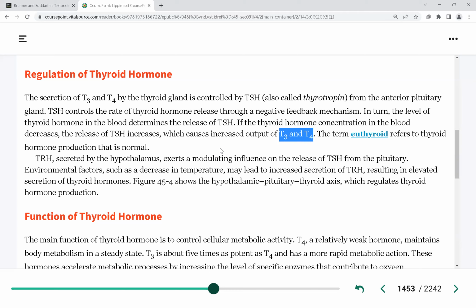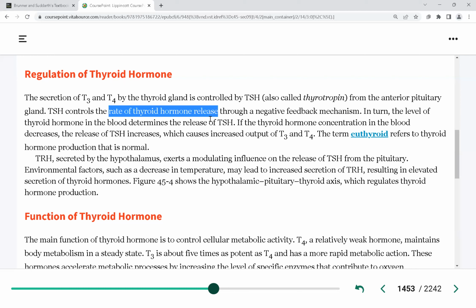Now let's go the other way around. What if the T3 and T4 levels are already high? What will happen to the TSH level? It would be low. It'll be low because it will, again, influence the rate of thyroid hormone release.